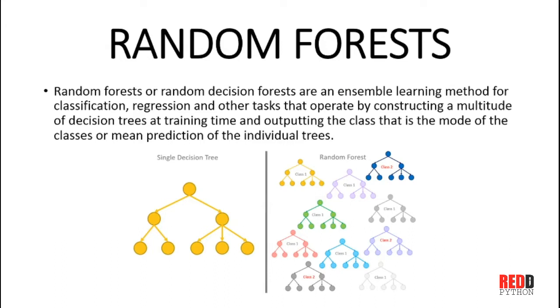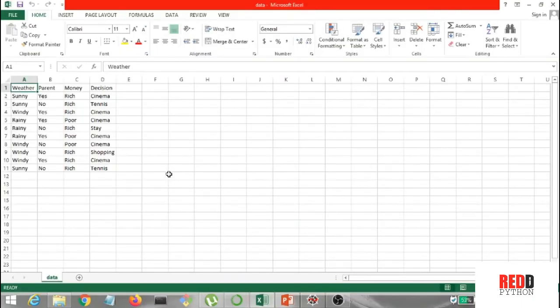So now I'm going to walk you through the data set that we have prepared. All right, let's go ahead and check that out. Right, so the dataset that we are using is basically the previous one that we used for decision tree classifier. So there's not much difference in this as well. Right, so we got four columns in this. That's weather, parent, money, and decision. Sunny, windy is in weather, and you got parent as yes, no, rich, poor, and cinema, tennis, stay in, shopping is in decision. All right. So let's go ahead and I'll walk you through the Python implementation as well. Let's go ahead and check that out.